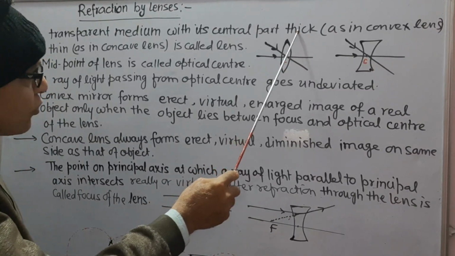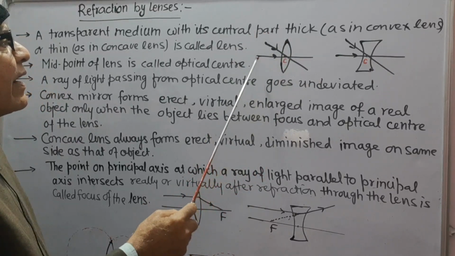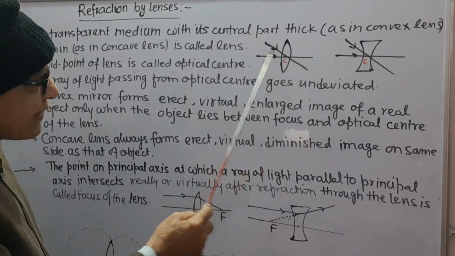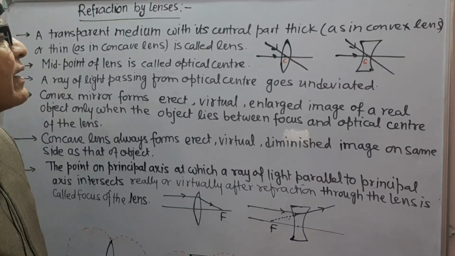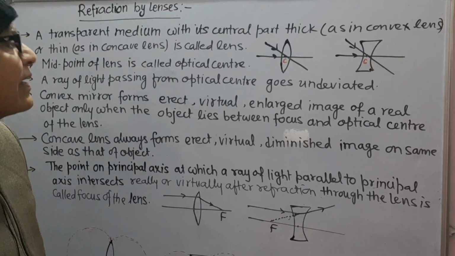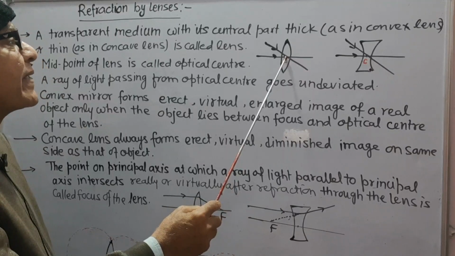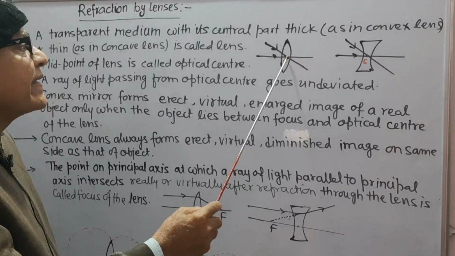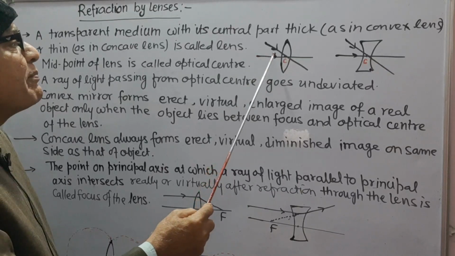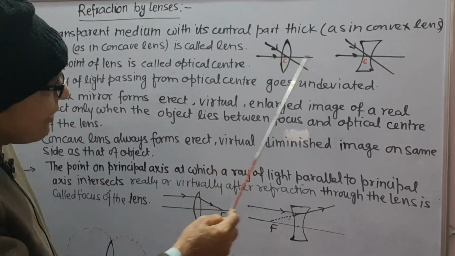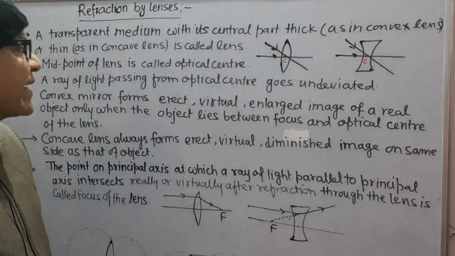A lens has two centers of curvature of the two surfaces, and the line joining two centers of curvature is known as principal axis. The middle point of the lens is called optical center. So, C is the optical center of the lens. Any ray passing from optical center goes undeviated from the lens after refraction.